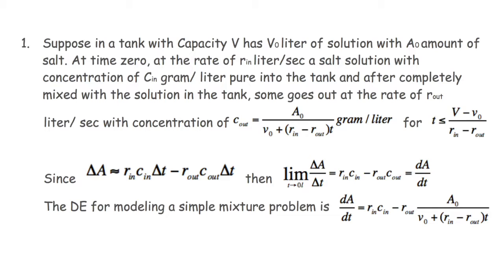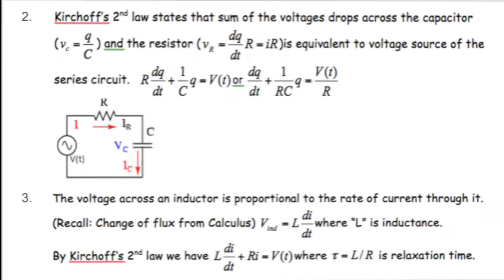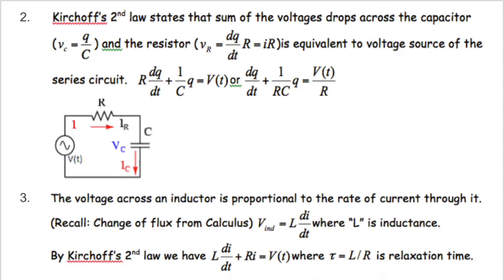The differential equation here becomes dA/dt equals r_in times c_in, minus r_out times A_0 divided by (V_0 plus t times (r_in minus r_out)). The second application is Kirchhoff's second law, which states that the sum of the voltage drop across the capacitor and the resistor is equivalent to the voltage source of the series circuit.